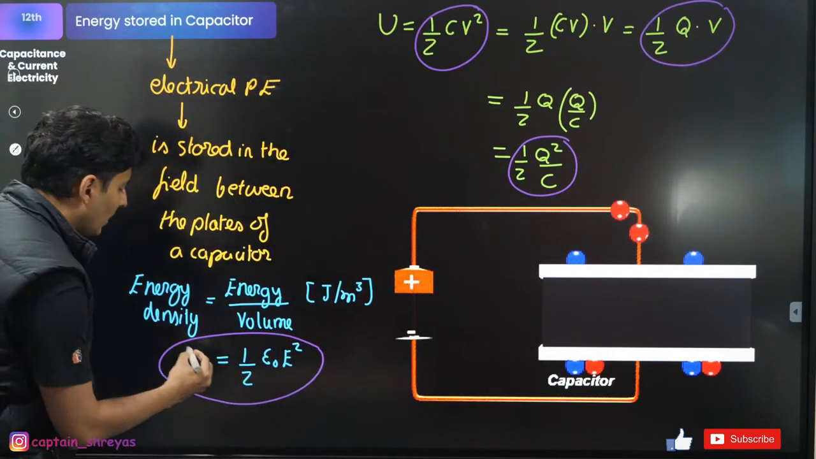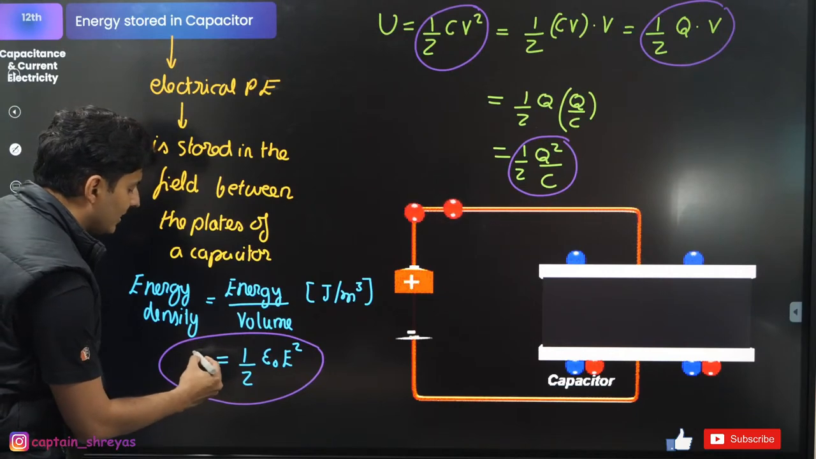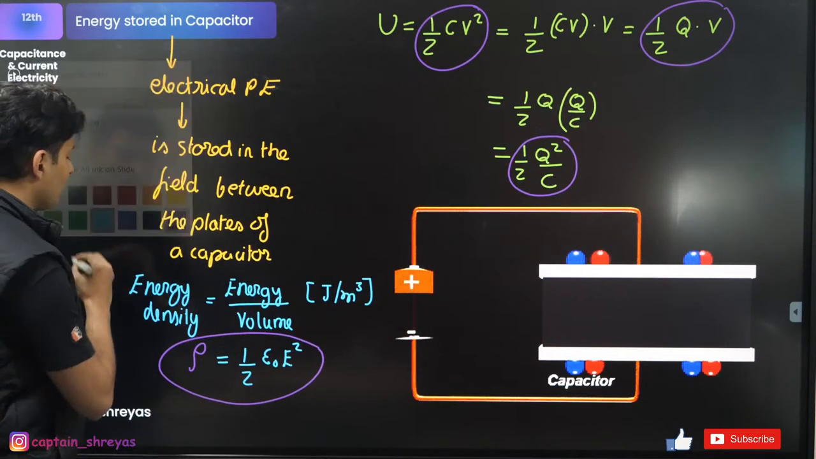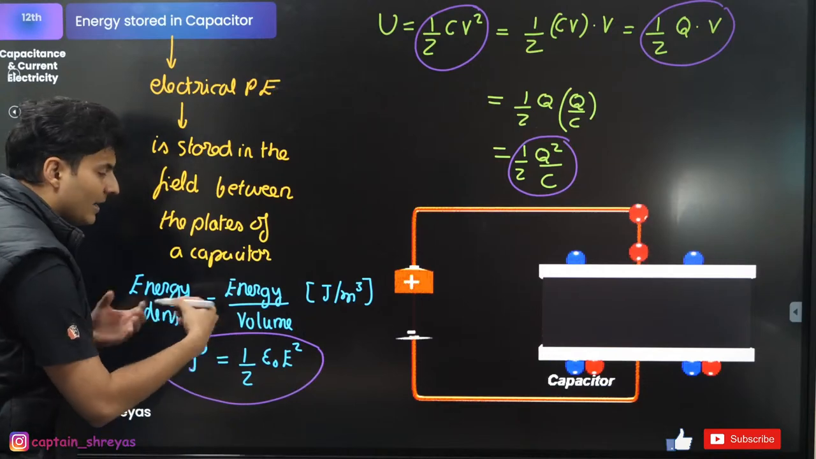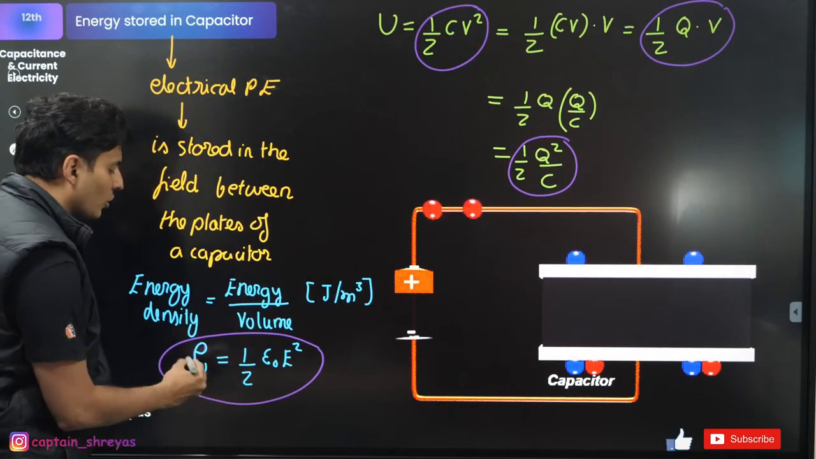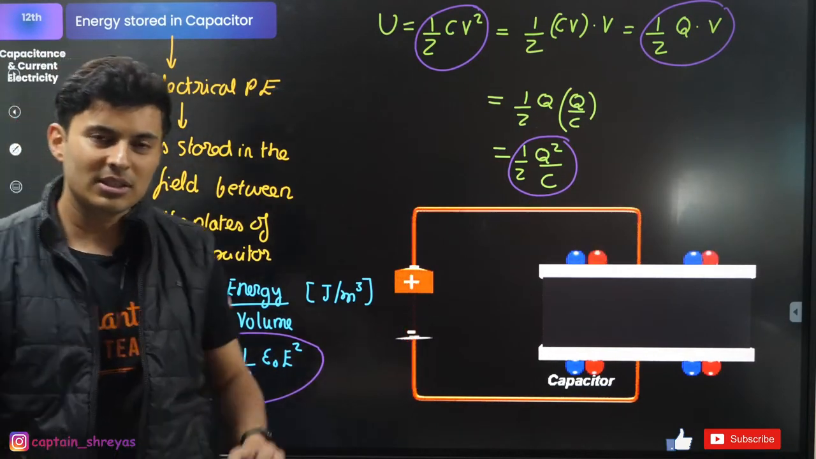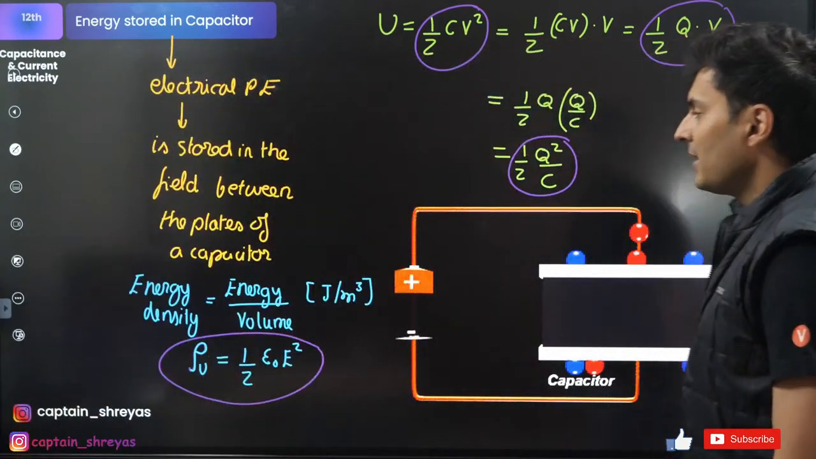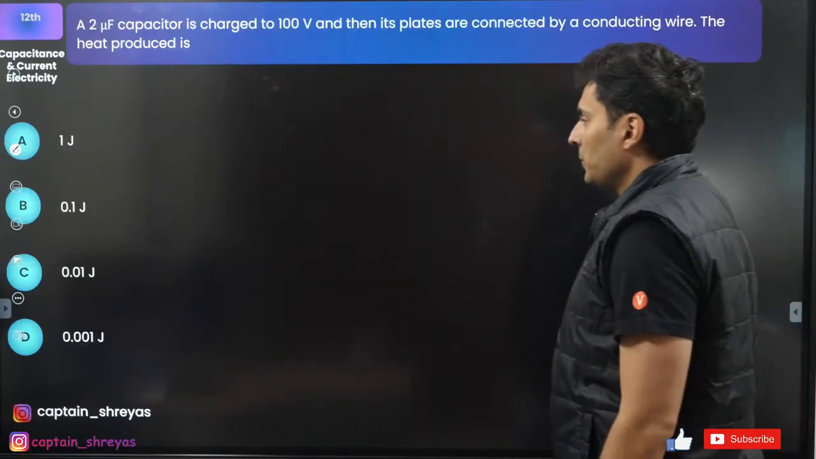Okay? Yes, the symbol of energy density. What is the normal symbol of density? Rho, right? But since this is energy, so density of energy, rho u. Generally, they use this symbol, rho u. Is that okay? Perfecto.